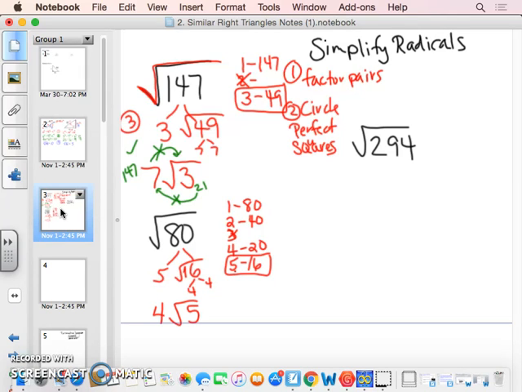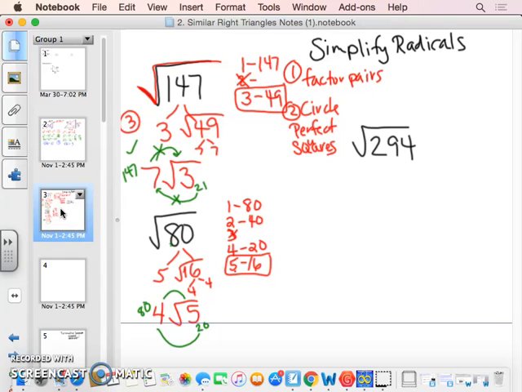And then I can check to make sure that I did this correctly by multiplying. 4 times 5 is 20. 20 times 4 is 80. And since these two numbers match, I've done it correctly, and we're good to go.